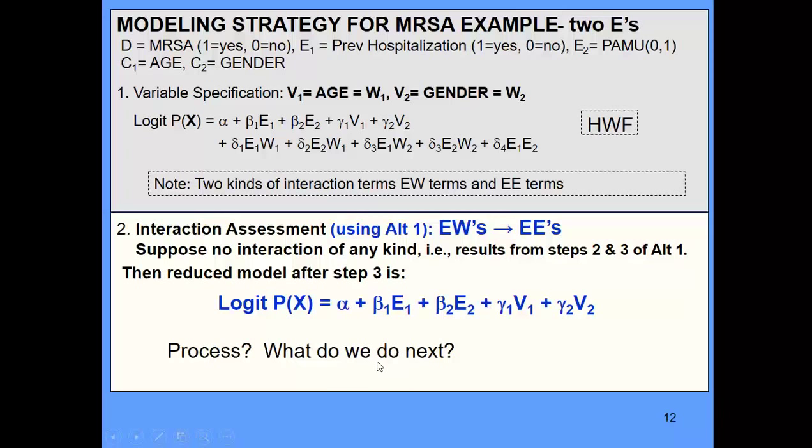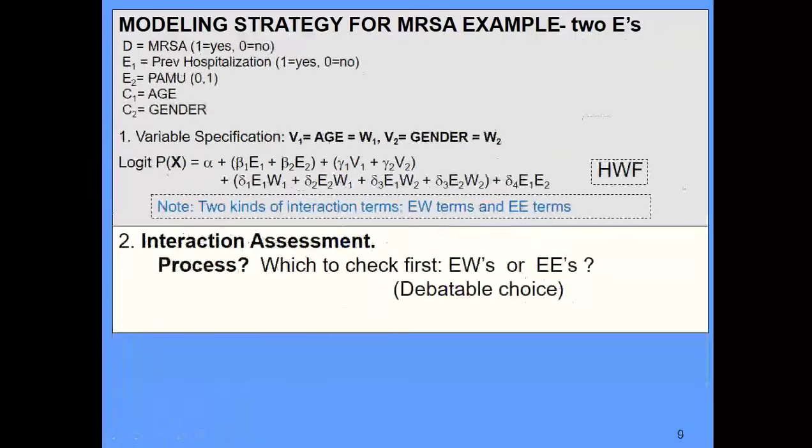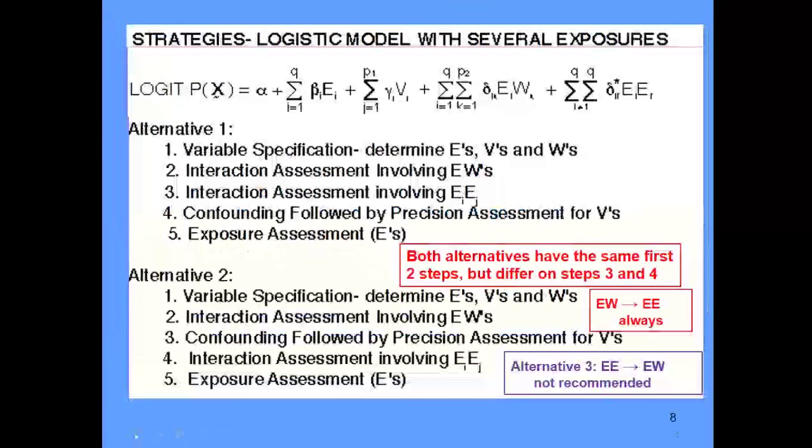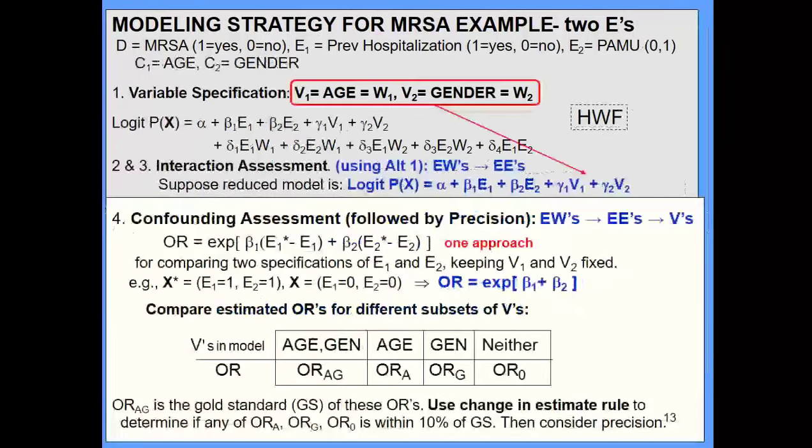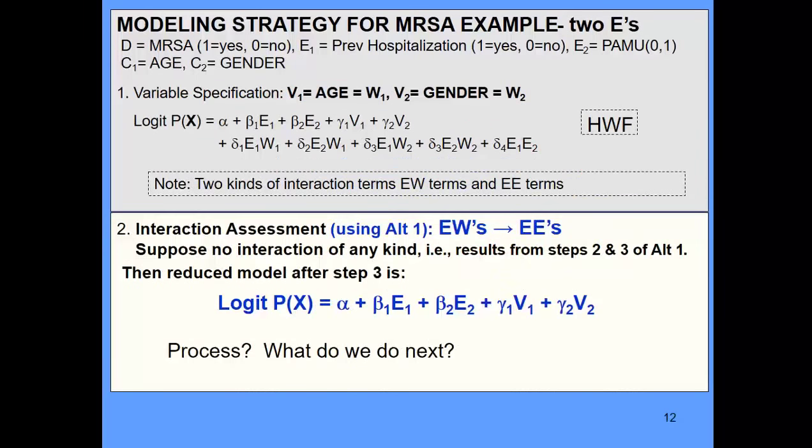So I'm now ready to go back to the step process. I'm doing alternative 1, so I'm looking at confounding followed by precision. That's what I'm doing now. I'm at this step. With me? I don't know, but I'm at this step. You have to think about this. It's not that easy to think about, but okay, so what do we do next?